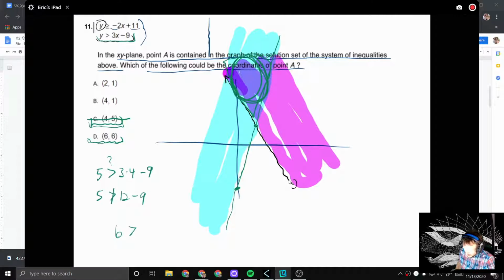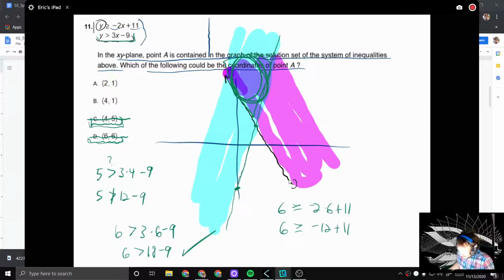6 greater than 3 times 6 minus 9. Is 6 greater than 18 minus 9? 18 minus 9 is 9. It is. Okay, now we try 6, 6 in the other one. Is 6 greater than or equal to -2 times 6 plus 11? Is 6 greater than or equal to -12 plus 11? It is not. So 6 is right out the window too. Uh-oh. Not looking good here. Definitely didn't draw it to scale, but let's just keep going through this set.